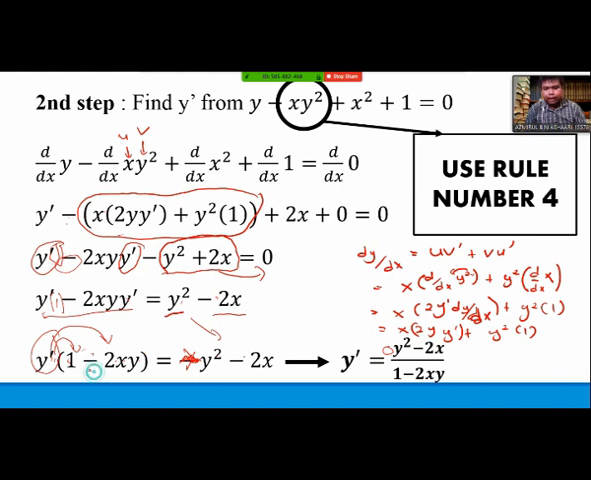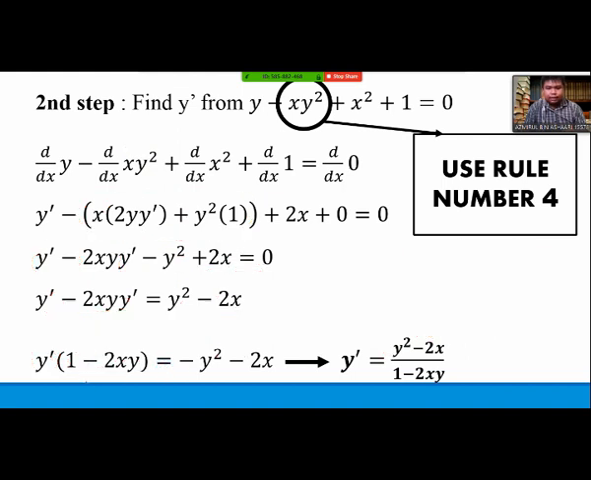And then I just move this one. I move 1 minus 2xy to the right side. It becomes y squared minus 2x divided by 1 minus 2xy. So you get y prime, which is dy per dx. You get dy per dx is equal to y squared minus 2x divided by 1 minus 2xy.